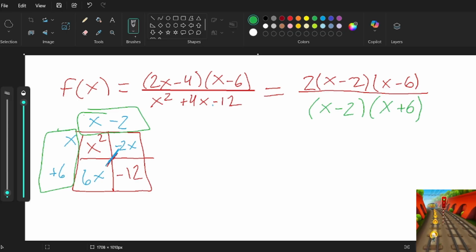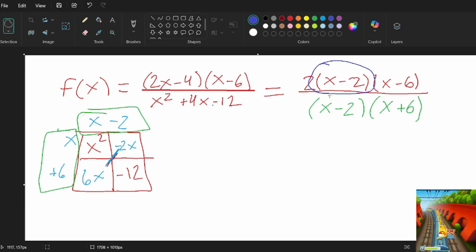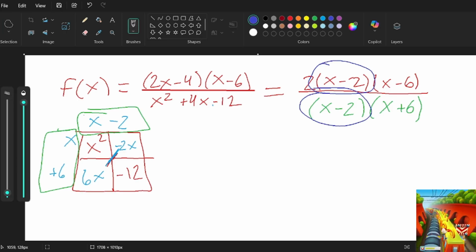So now we have our function fully factored. But now I have to actually find what the problem's asking me to find: vertical asymptotes, horizontal asymptotes, and the hole. The first thing I notice is that we have an x minus 2 in the top of our fraction and the bottom of our fraction.